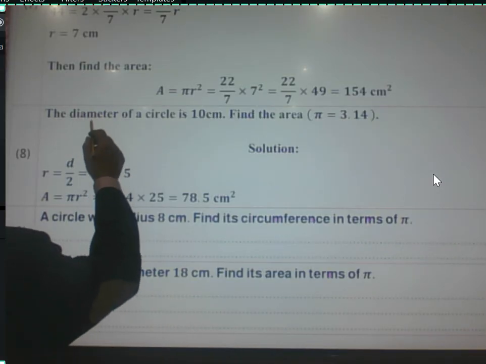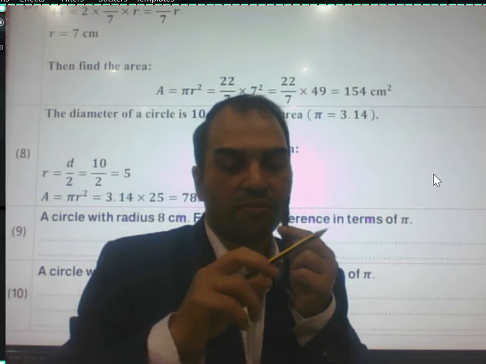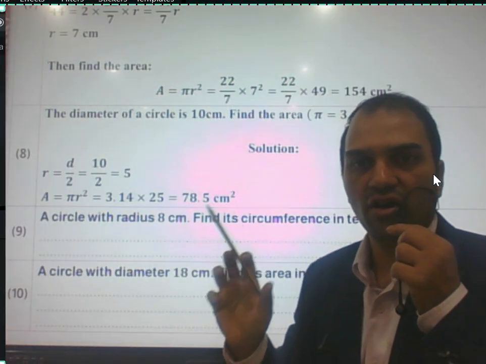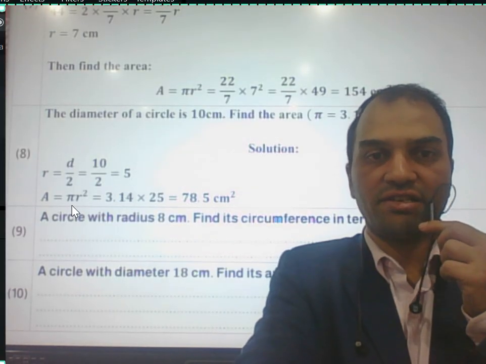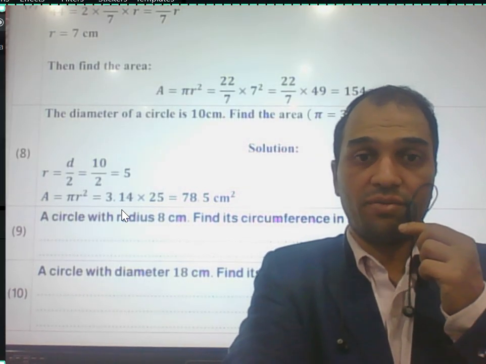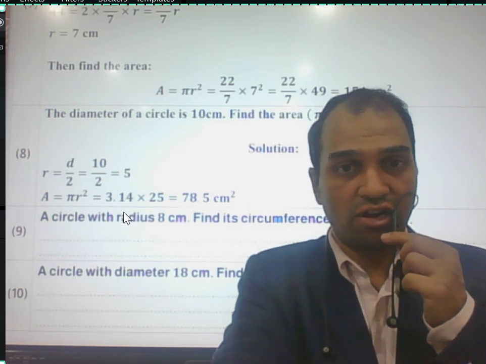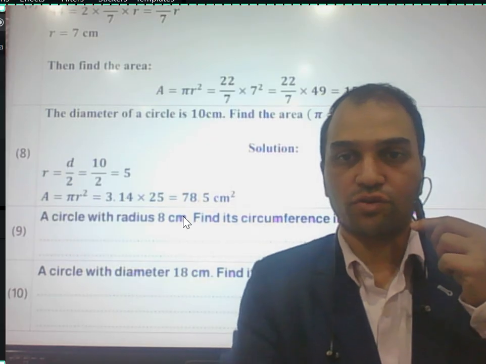Okay, you know the diameter of a circle is a line segment joining any two points on the circumference of the circle and passing through the center of the circle. Then the length of the radius is half of the diameter, half of 10, it will be 5. And then write the area equals pi r squared, equals 3.14 times 25, which equals 78 and a half square centimeters.